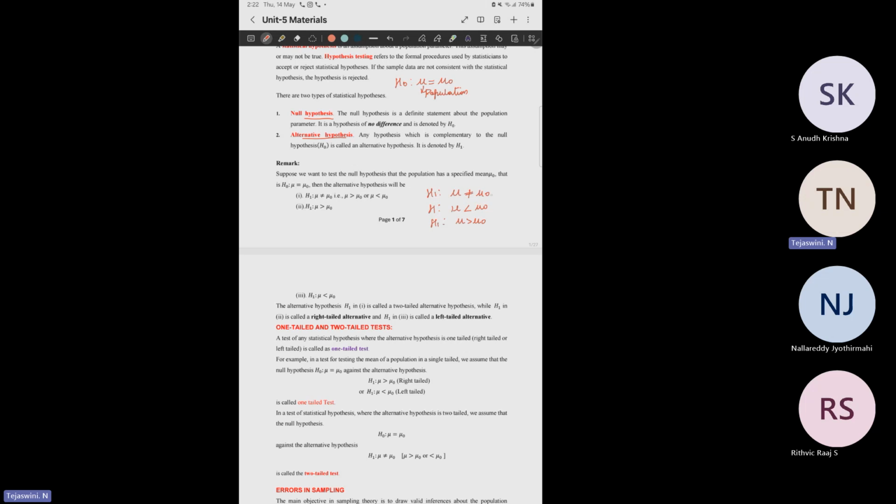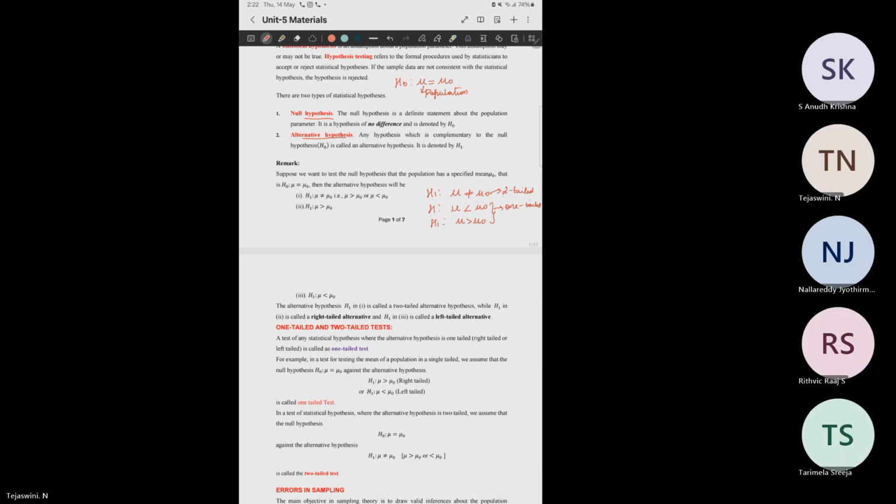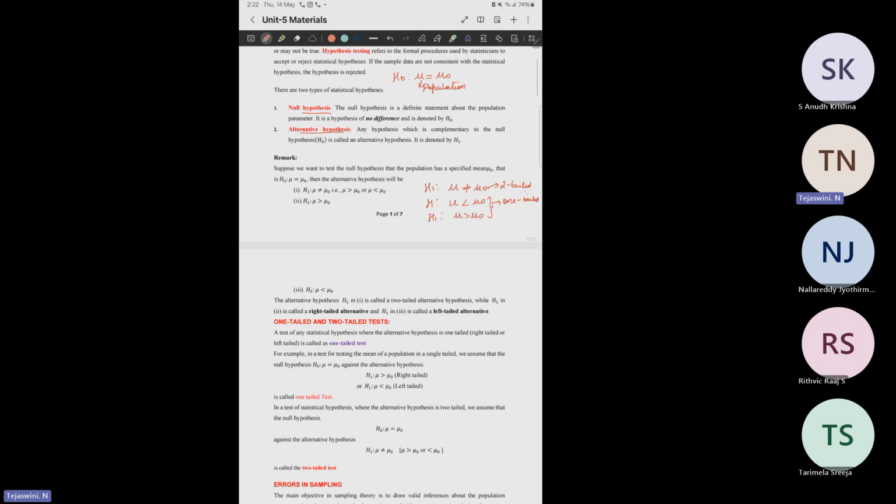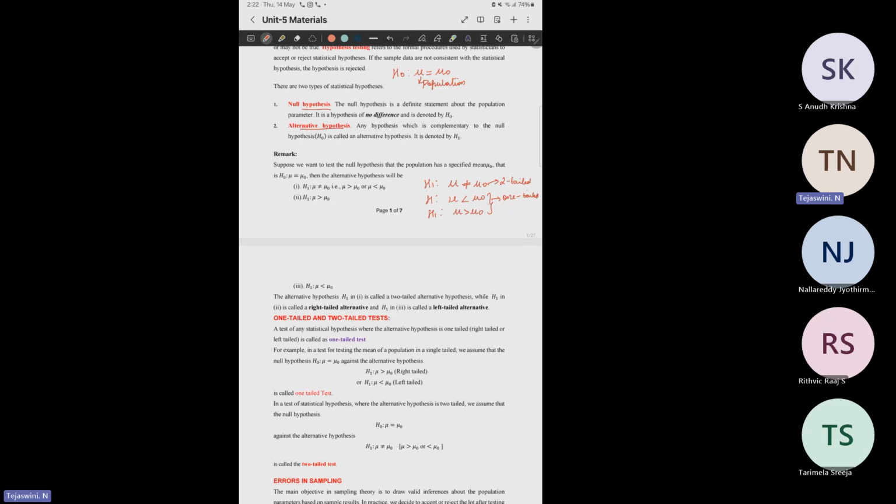Basically, for this we use a two-tailed test. For this we use a one-tailed test. Our test methods vary on what alternative hypothesis we are choosing. Each method has its own way of doing. For mu less than mu naught, we use a left tail test, and for mu greater than mu naught, we use a right tail test.